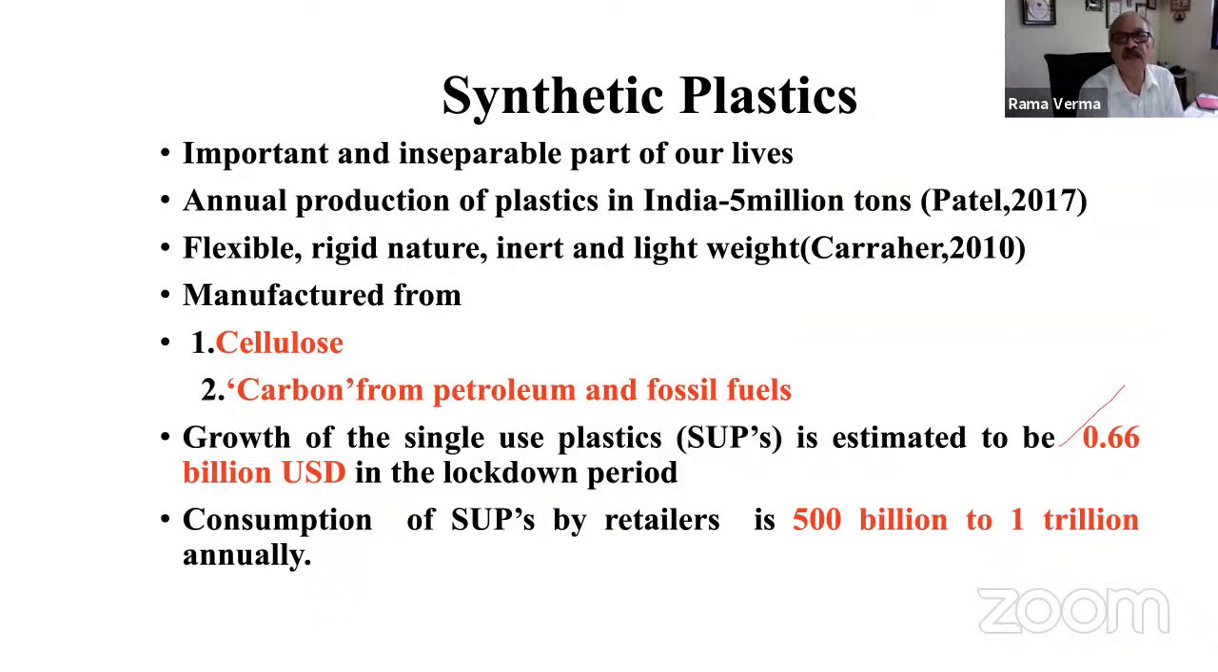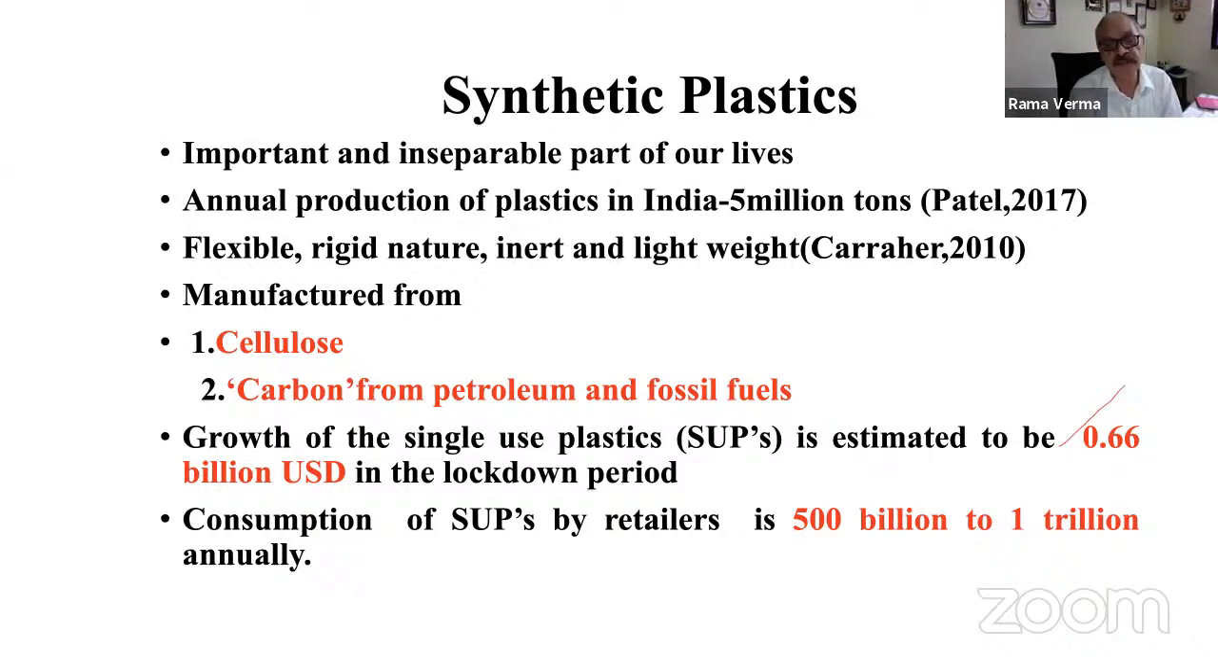The simple and important part, as I told you, is that annual production of plastic in India is approximately 5 million tons. It is flexible, rigid in nature, inert, and lightweight. This is very important because you can bend it very easily and it's lightweight. Most of the car bodies, the car you drive, are plastic material outside. They're lighter, so they're energy efficient and you don't spend too much fuel when you drive that car.